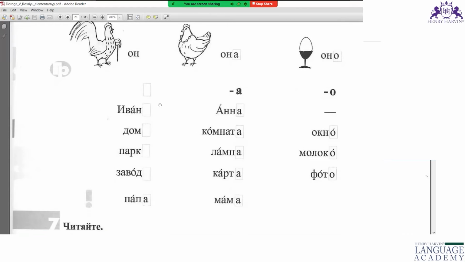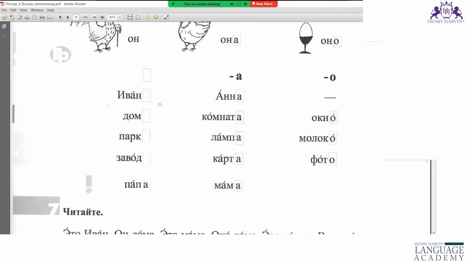Now let's see. Again, as in the last lesson, I told you that we have vowels and consonants, and we will extend this rule later. For now, it is very simple. Он has 0 ending, you see, which means the word ends in a consonant. For example, Иван, N is a consonant. Дом is a consonant. Парк is a consonant. But папа, of course, we know that папа is masculine gender. It is just an exception, okay? Папа.